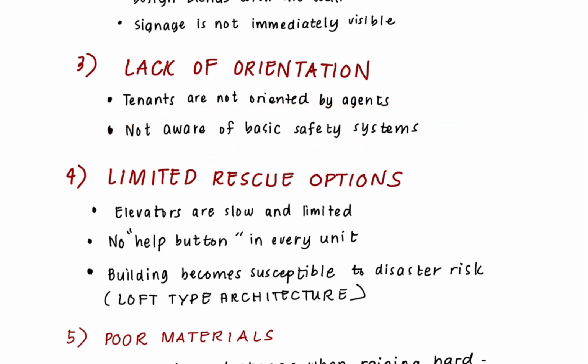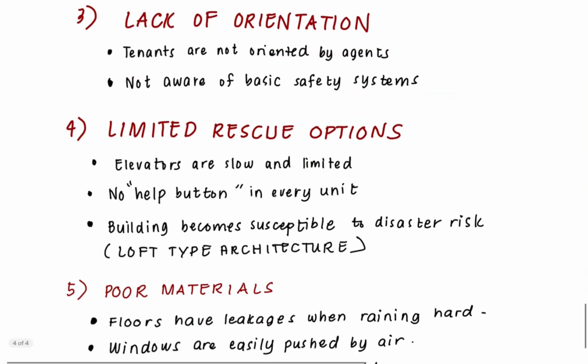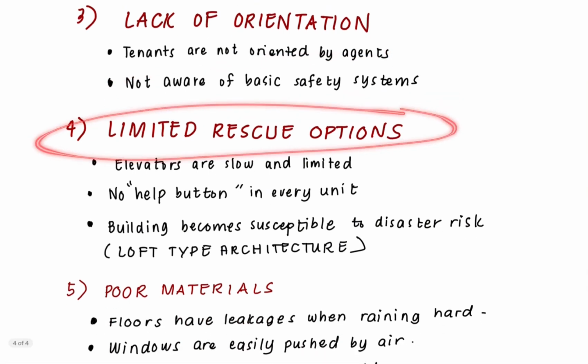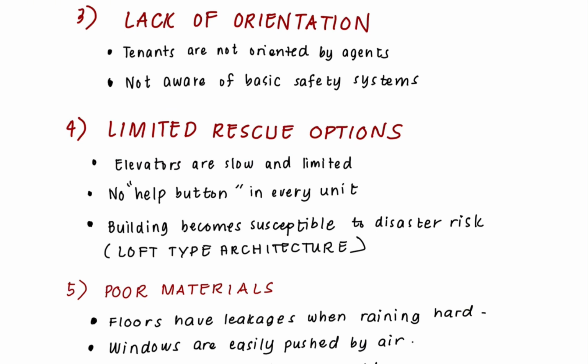Next is limited rescue options. So elevators are slow and limited. It is insufficient, and some are only working efficiently between 12 a.m. to 6 a.m. And during daytime and evening, they are congested and very unreliable. No help button in every unit to contact the guards or the admin office. So the building becomes very susceptible to disaster risk.